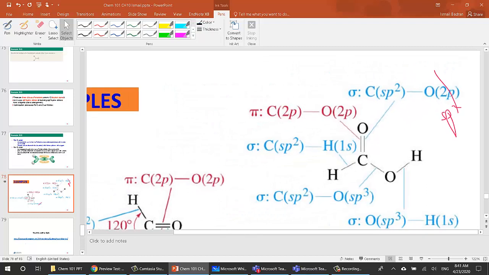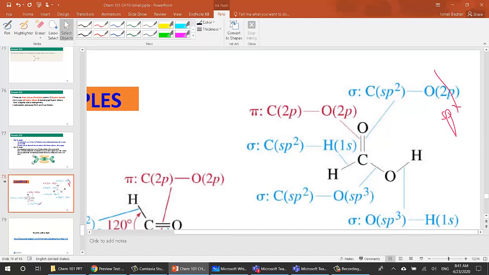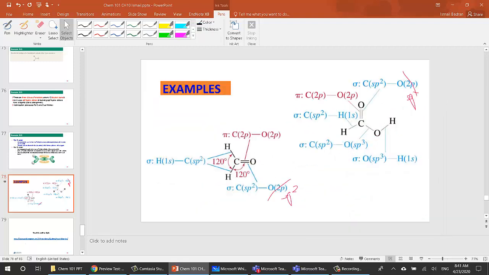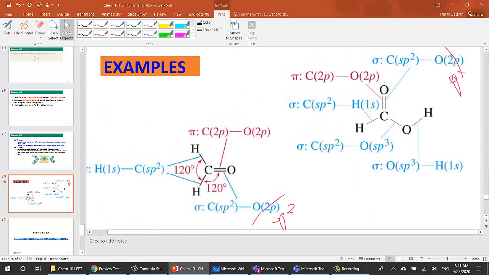This is not formaldehyde, this is acetic acid, sorry, formic acid. In formic acid, the sigma bond between the carbon and oxygen is also between carbon sp2 and oxygen sp2, not 2p. So these are two typos here. Please fix them in your slide. This one sp2 and this one sp2 instead of 2p. So please make that clear for you.